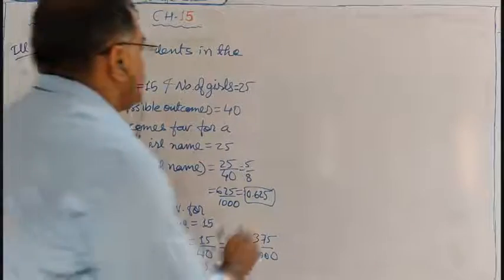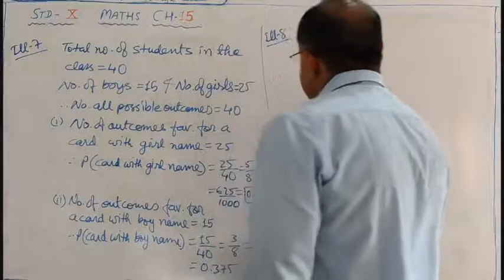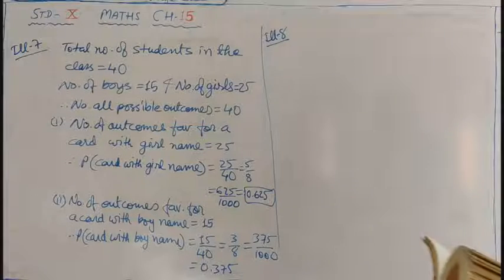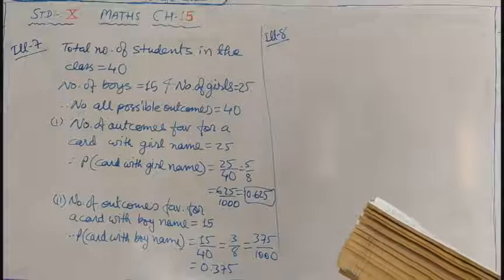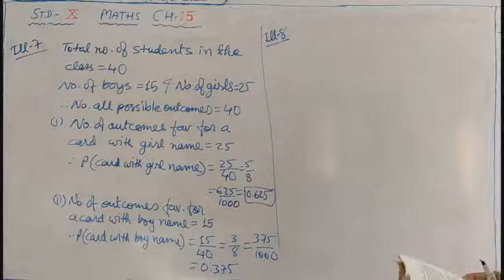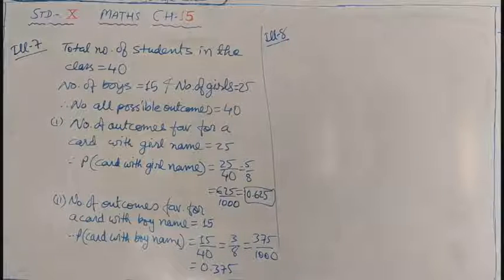Same way, illustration 8. Here in this illustration there is a box containing balls: 3 blue balls, 2 white balls, and 4 red balls or marbles. If a marble is drawn randomly from this box, then what is the probability that it will be a white marble or red marble or blue marble?